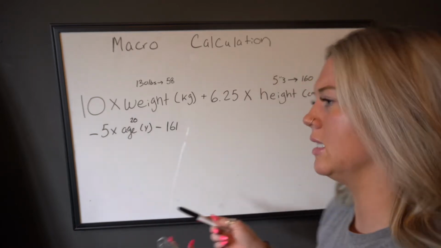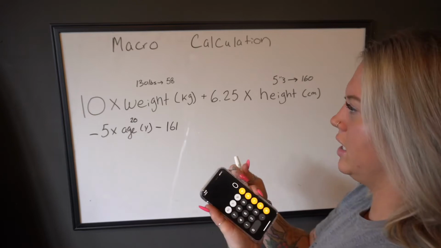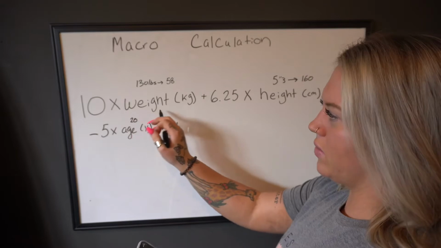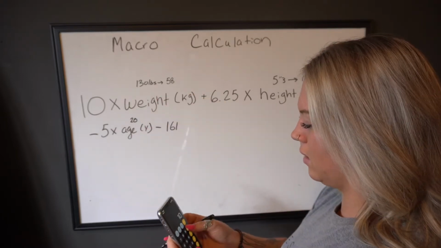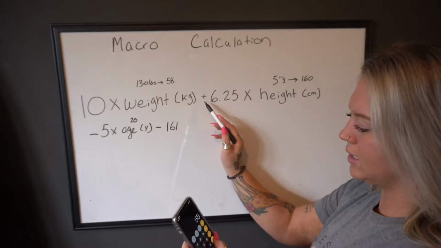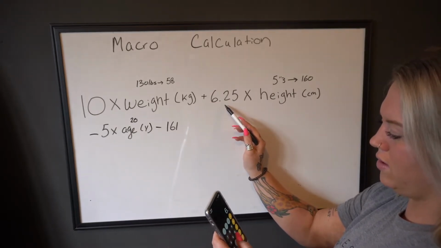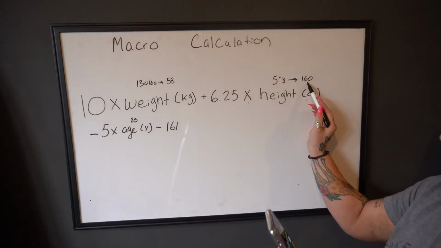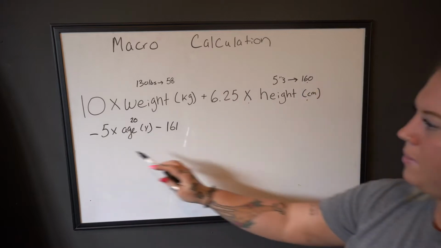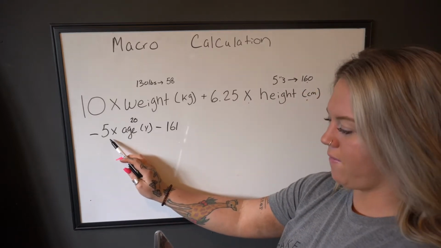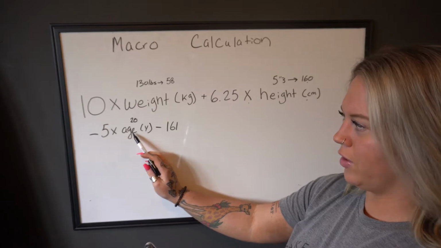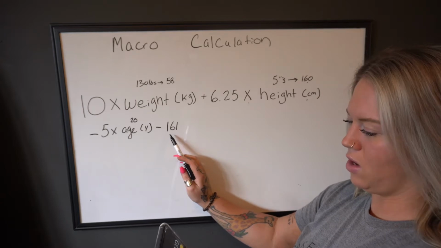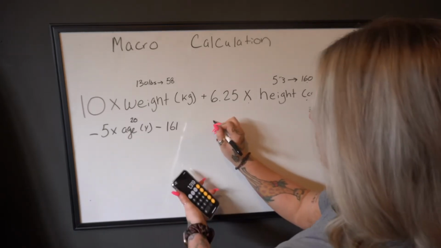Sorry, I start to ramble on these things. So I have my calculator here. We're going to do 10 times your body weight in kilograms, the 58 there. So 10 times 58, plus 6.25 times your height in centimeters, so it's 160, minus 5 times your age. So here it's 20, minus 161.